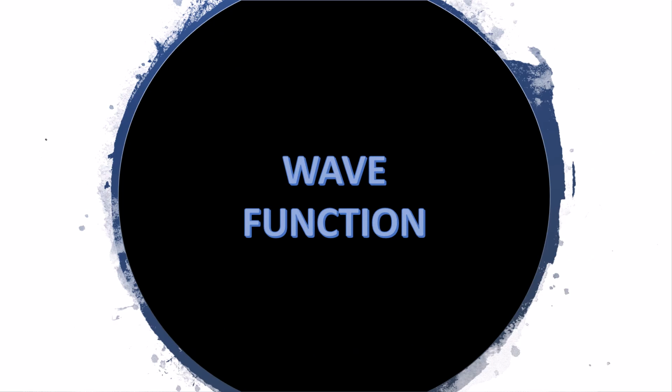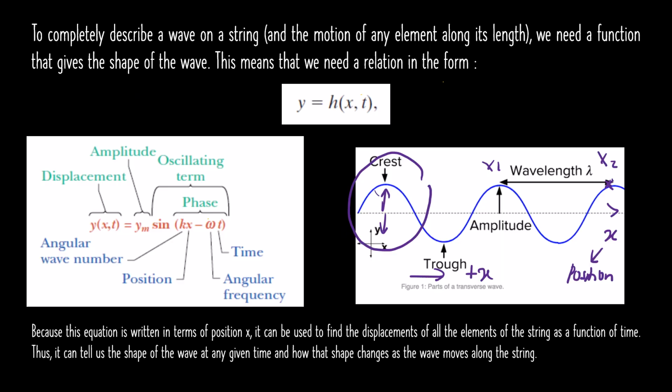Next part is the wave function. Okay, students, to describe how a wave behaves, we use a wave function. This function gives us the shape of the wave and tells us how that shape changes over time and space. In other words, the wave function allows us to calculate the displacement of any point on the string at any given time.